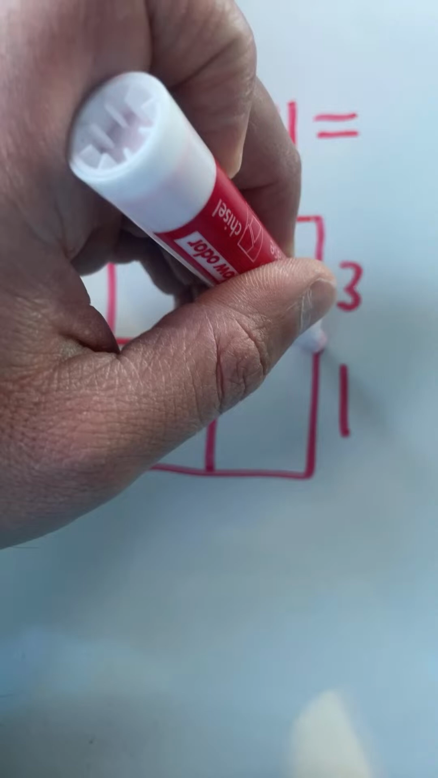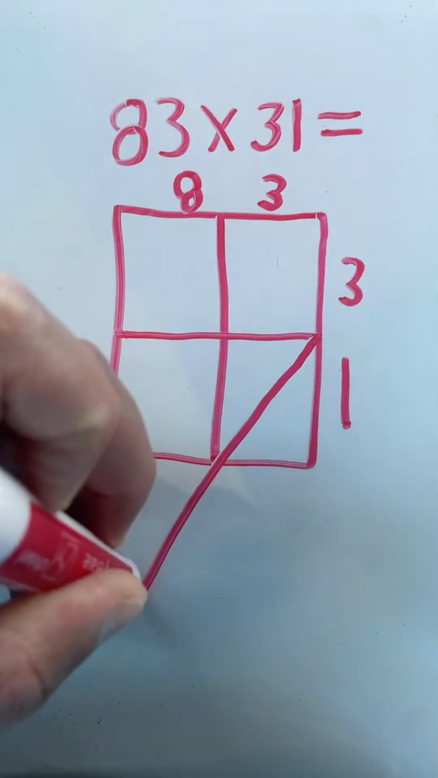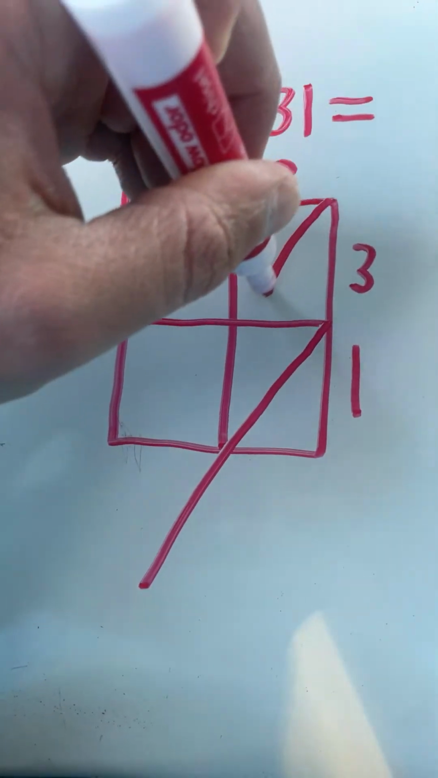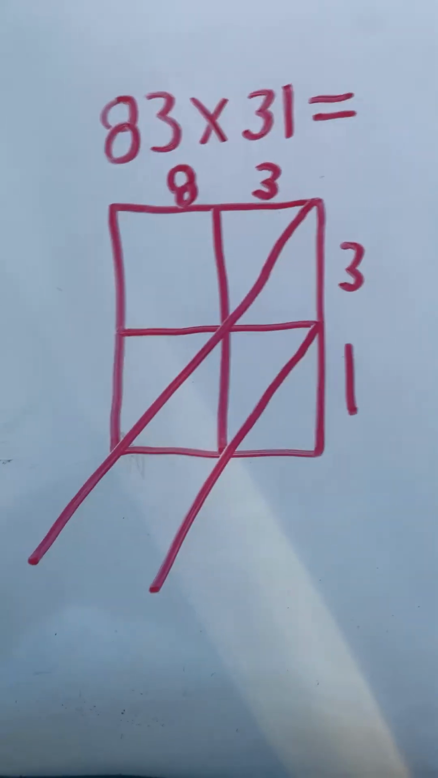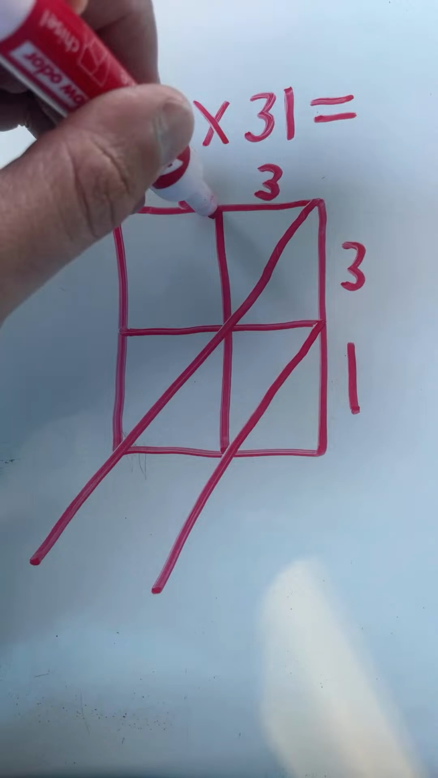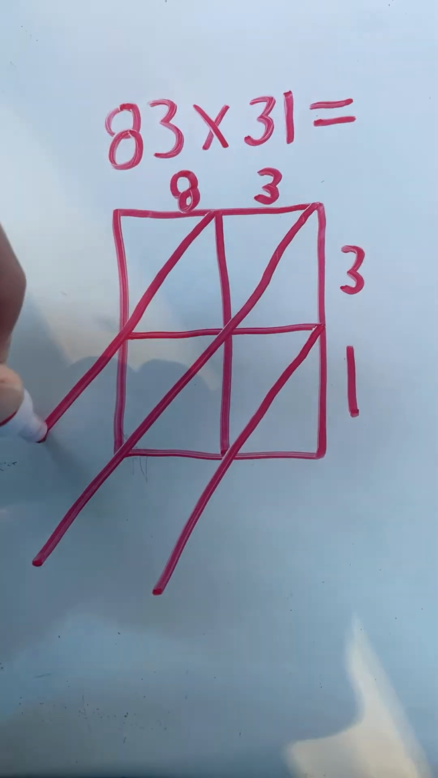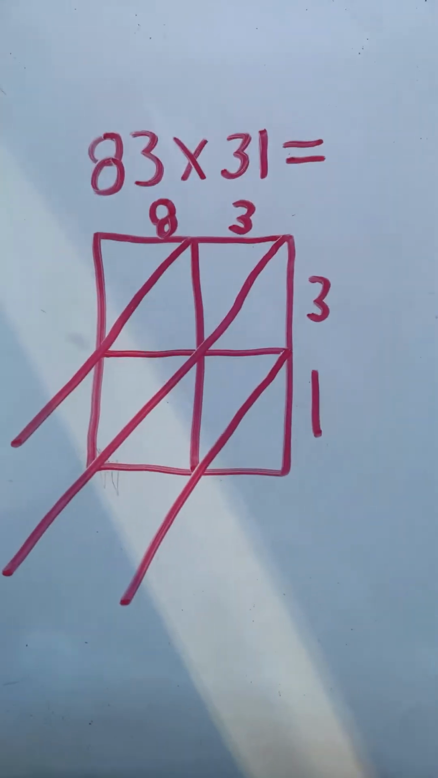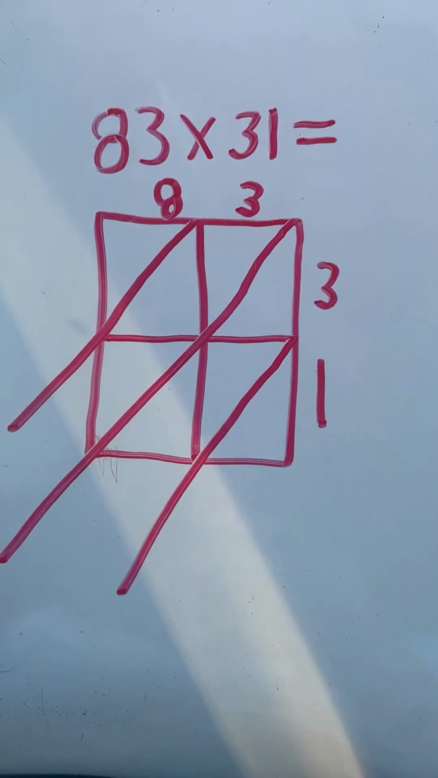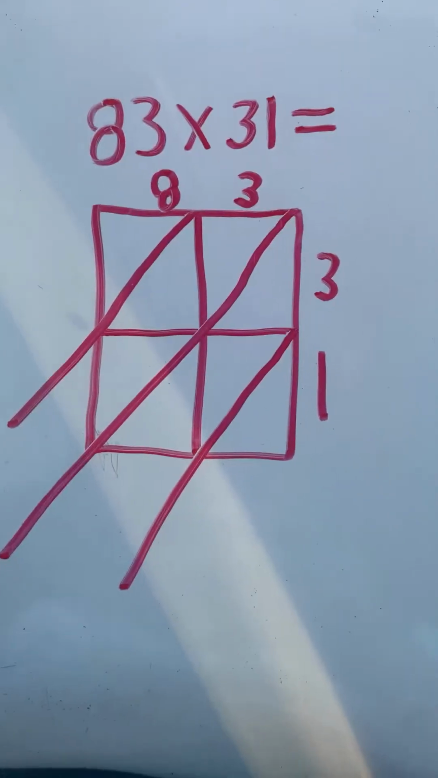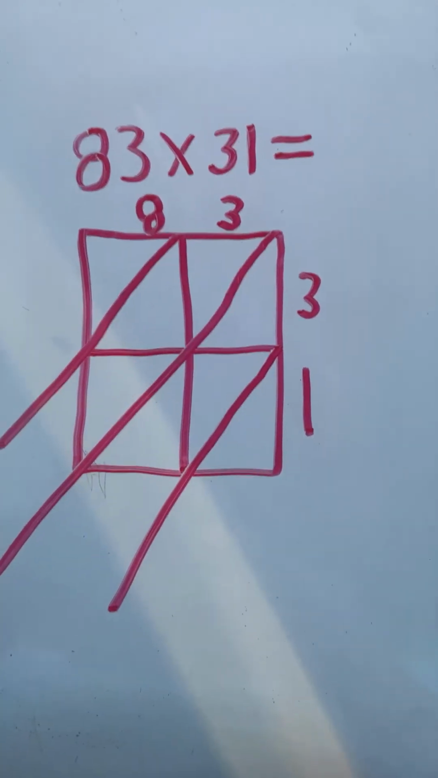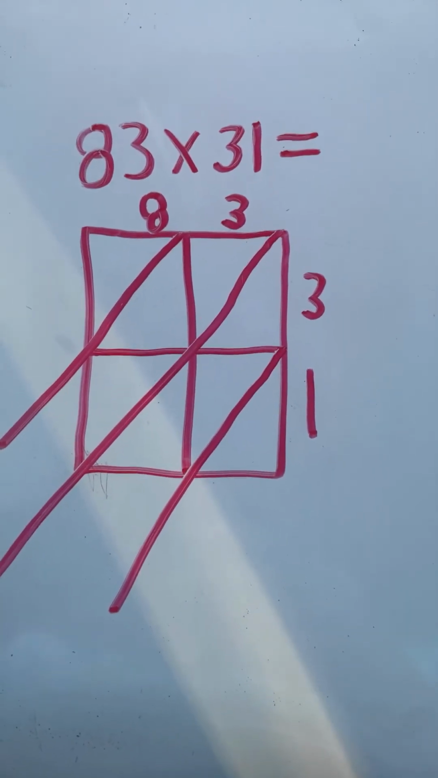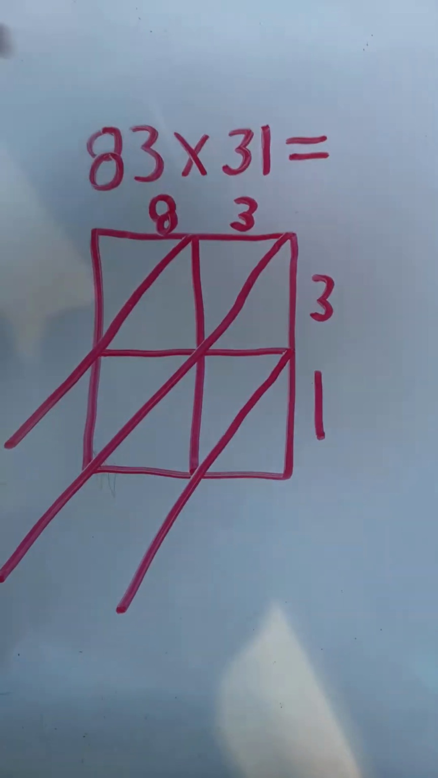Next, we have to draw a line going through each square. We're going to draw a diagonal line through each square. And now we are ready to multiply. So we're going to multiply digit by digit. Again, the answers go in each individual square. The digits within the answer go in each triangle.